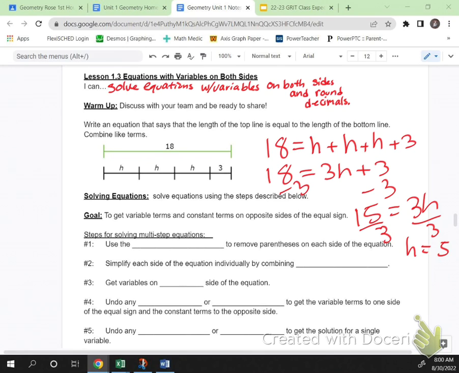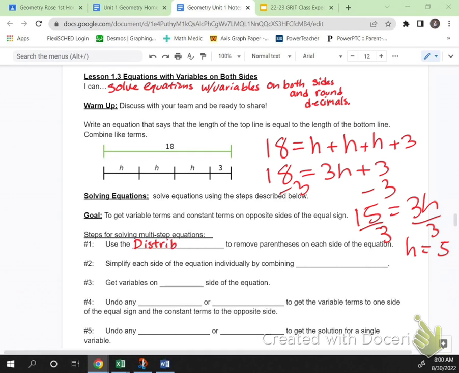Here's some more steps. This time it's for solving multi-step equations. So again, this might look familiar to yesterday, but we're adding more steps as we go. Okay, we're trying to break this down. So let's start filling in the blank. Use the blank to remove parentheses on each side of the equation. What's that? We talked about it yesterday. Distributive property. Let's write it in.